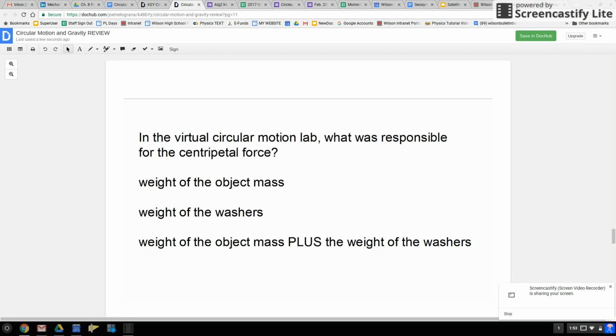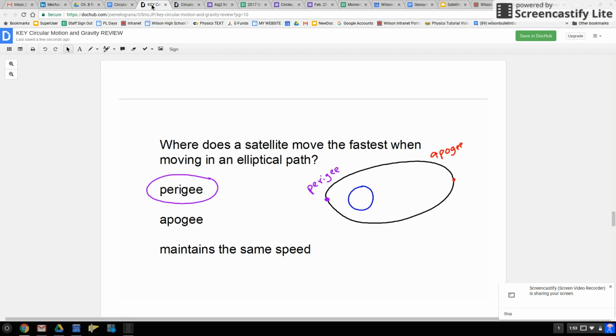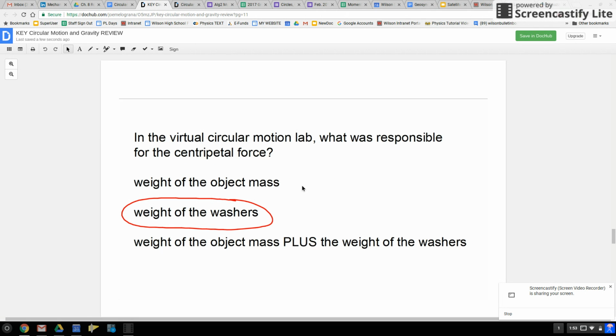In our virtual circular motion lab, what was responsible for the centripetal force? It was the weight of the washers on the bottom of the string. It had nothing to do with the object's mass. The washer pull was what pulled the mass inward.